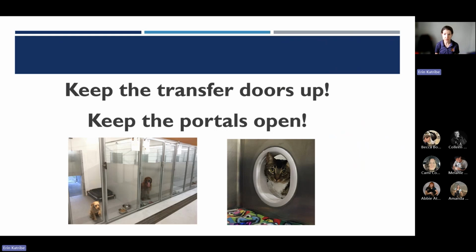As our staff become more overwhelmed, it's nearly impossible to clean these kennels in a way that is not stressful for the staff and for the animals. And this practice, unfortunately, is what leads to disease outbreaks time and again. Overcrowding is a known risk factor for disease. All of this is how it relates to the practice of shelter medicine in particular. But if we want to keep our animals healthy and happy, it is important to keep those transfer doors up and keep those portals open.